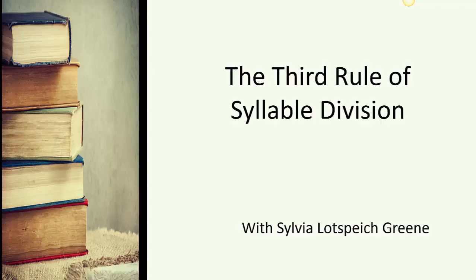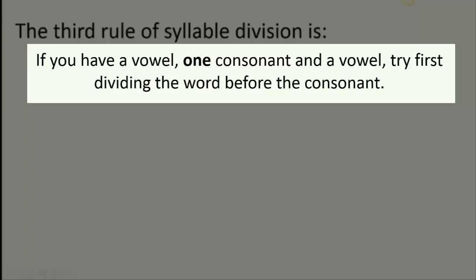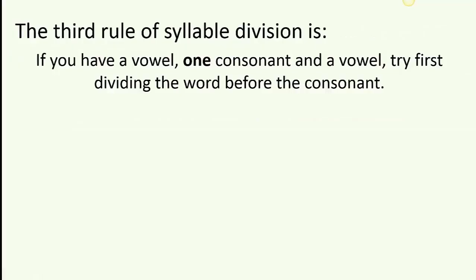Welcome to the third rule of syllable division. The third rule of syllable division is, if you have a vowel, one consonant, and a vowel, try first dividing the word before the consonant. This makes the first syllable an open syllable. Again, there are hundreds of words in English which follow this pattern.